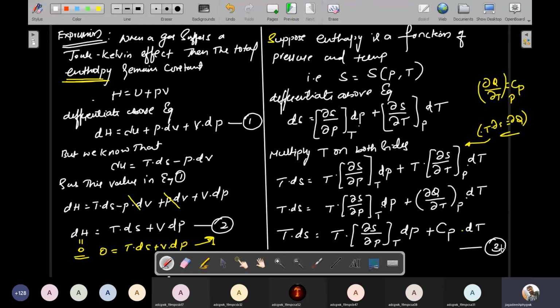So there are three equations right now: equation 1, equation 2, equation 3. Please note, everybody. If you consider enthalpy as a function of pressure and temperature, we will get this equation 3: T ds = T (∂s/∂P) at constant temperature into dP plus Cp into dT.